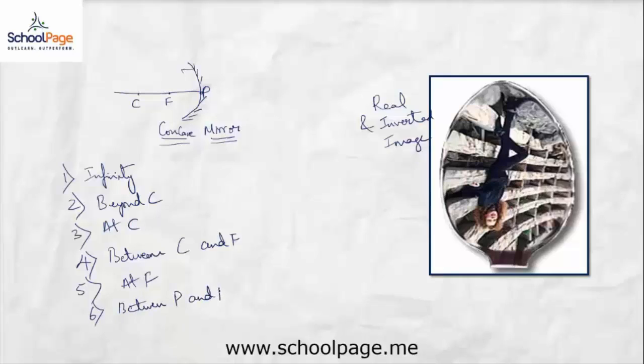In the sixth case, when the object is placed between pole and focus. So the first case will come somewhere here at infinity. Beyond C will be here, second case. Third case at C is here. Fourth case is between center of curvature and the focus will be here. Fifth case is at focus. And the sixth case is between pole and the principal focus. Let us consider all these cases one by one and understand the position, nature, and size of the image formed by the different positions of the object.